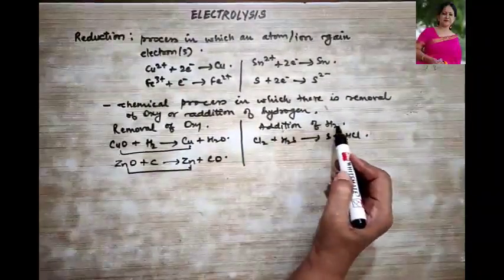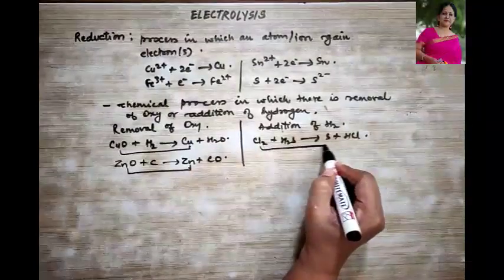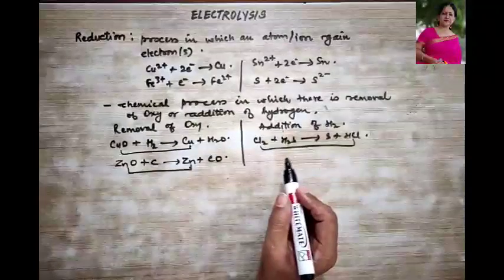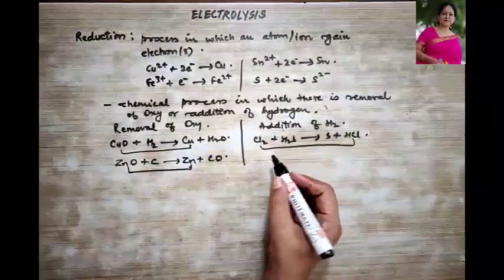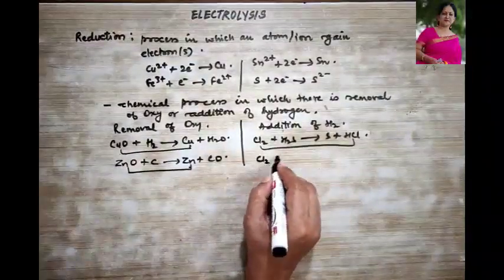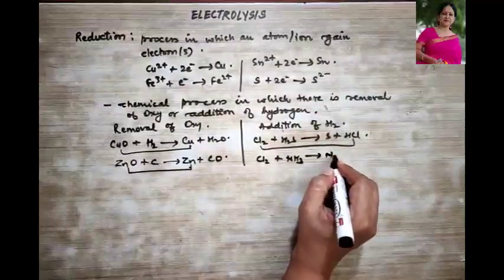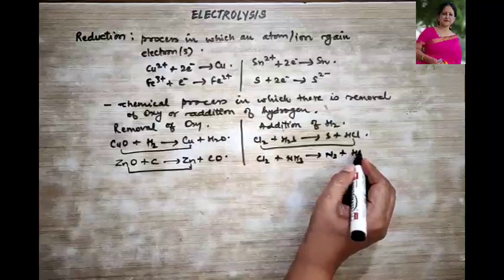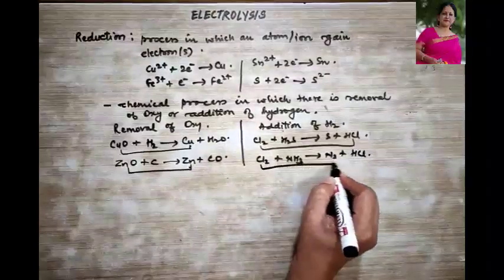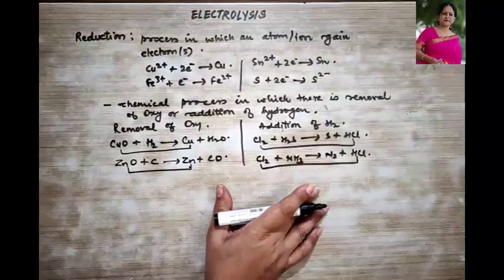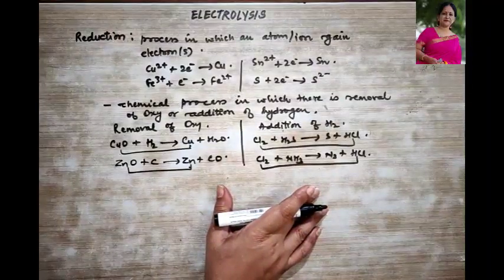Okay, so addition of hydrogen has taken place. Chlorine has converted to HCl. Addition of hydrogen took place over here. Another example could be Cl2 plus NH3, right? It is going to form N2 plus HCl. So chlorine has added hydrogen. So these are all termed as reduction processes.